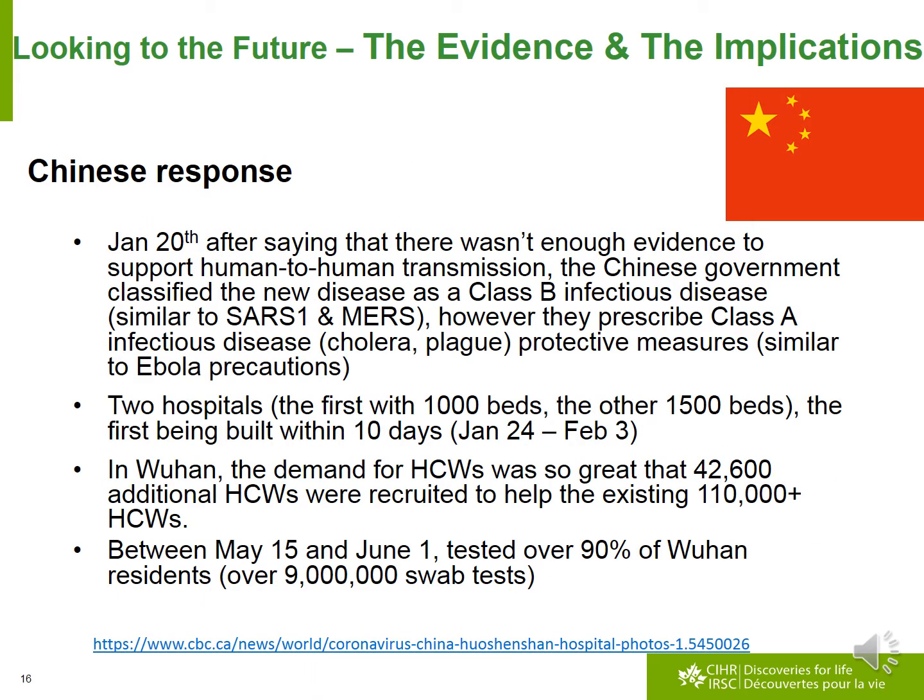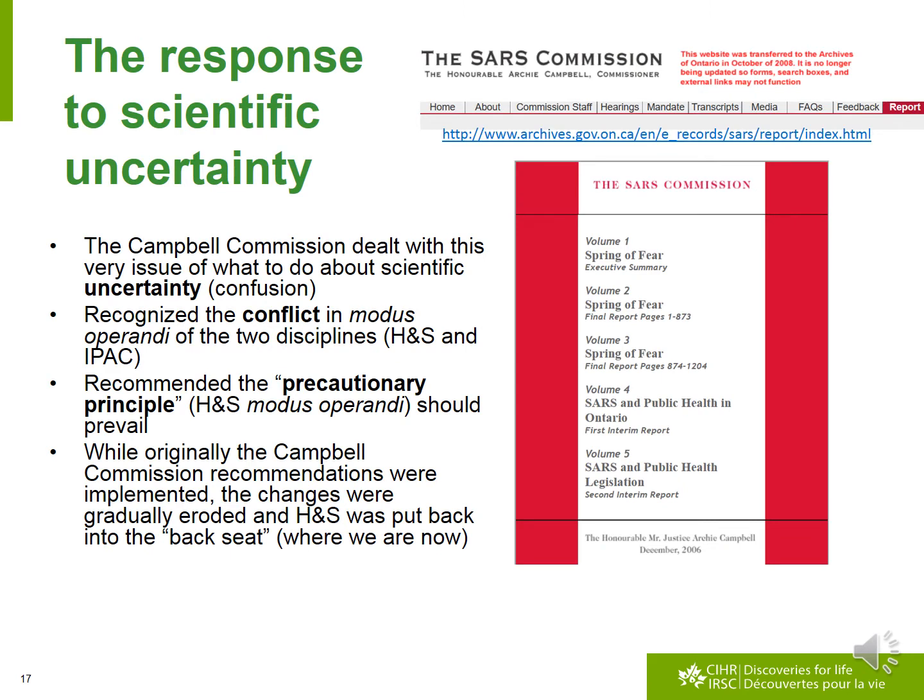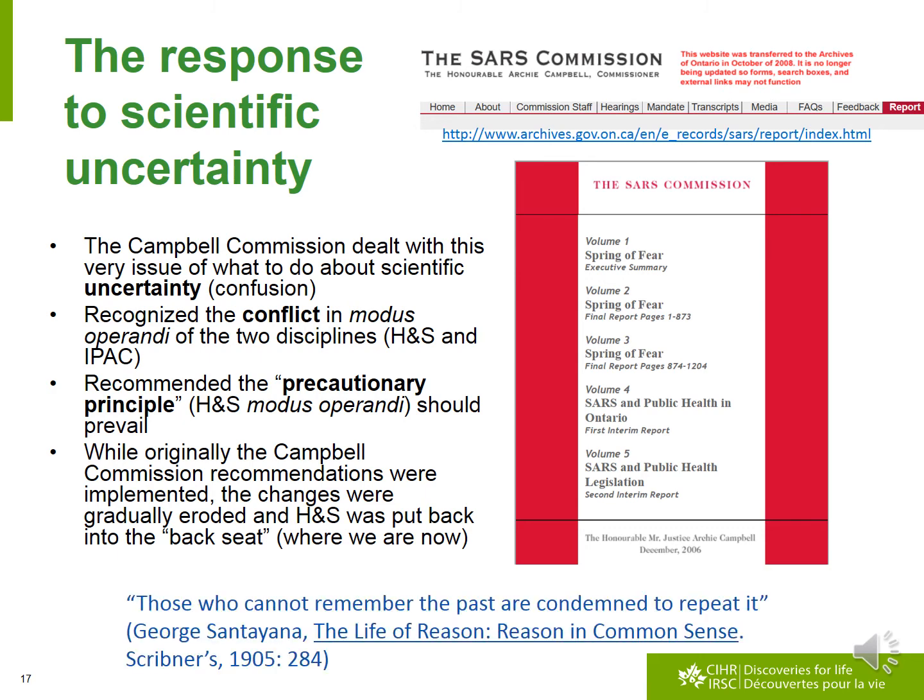When China finally admitted that there was human-to-human transmission occurring on January 20th, they classified this disease as a Class B infectious disease similar to SARS-1. However, they prescribed Class A infectious protective measures similar to Ebola precautions. This is exactly what Justice Campbell recommended when he dealt with the conflict between infection control and health and safety, and when he ruled in favor of the precautionary principle.